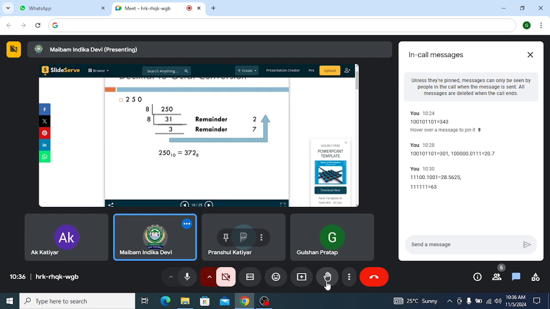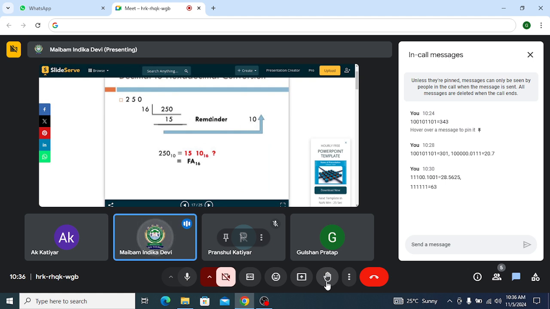Understood? Okay. Similarly, if you want to convert it into hexadecimal, you divide the number by 16, because the base for hexadecimal is 16. So 16 into 15, you get 240 and you get the remainder as 10.